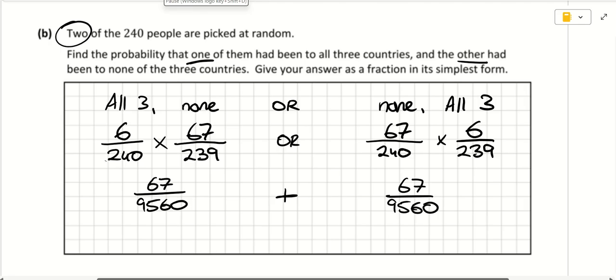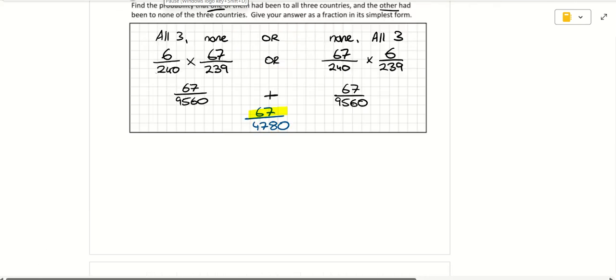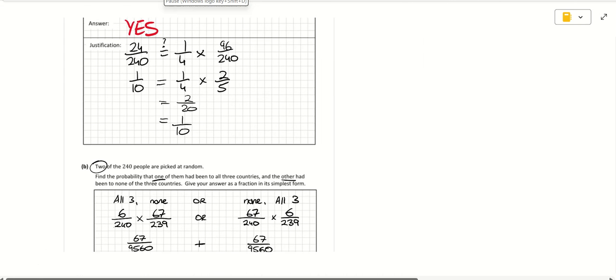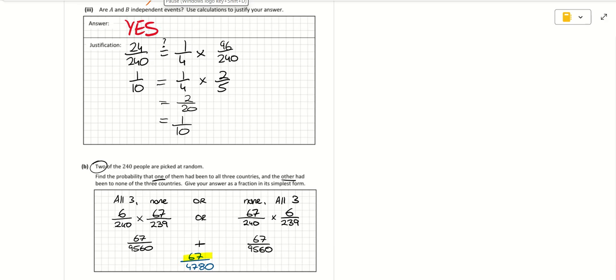So you add them up in your calculator and you will get 67 out of 4,780. So it's basically just half of that. Anyway, do it on your calculator. Sorry, I went off that very quickly. So if you missed that, that's your answer.